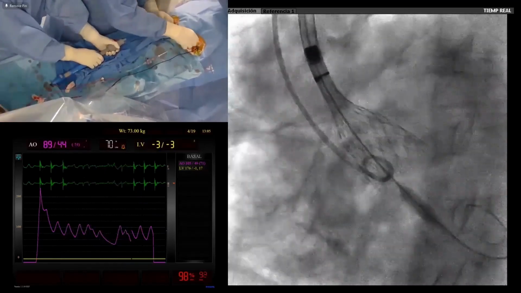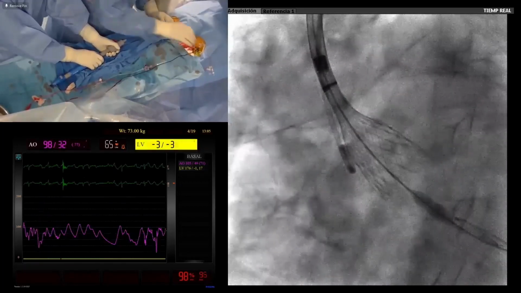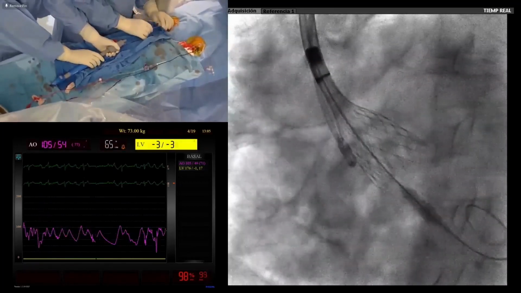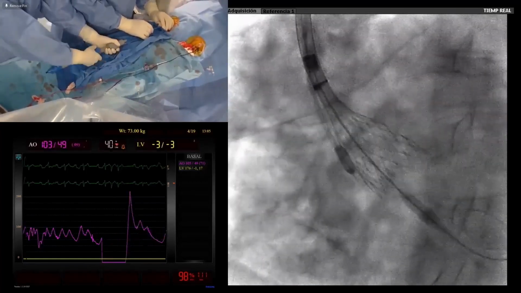So we can retrieve the pigtail because the sinotubular junction is not that big. Go, Carlitos. Slowly, yes.